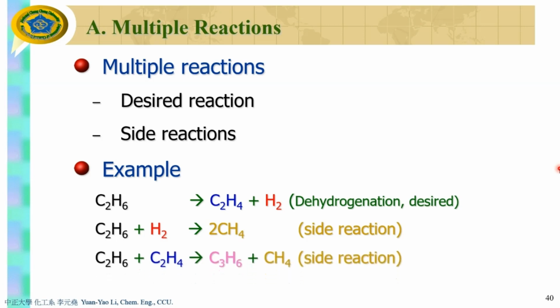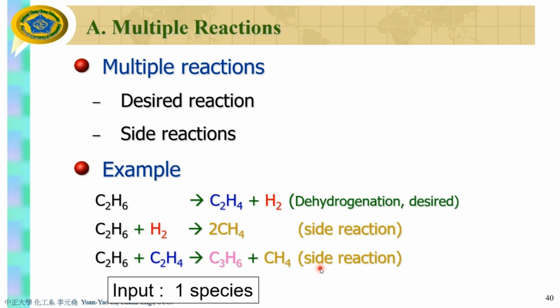And unfortunately, again, the products from the side reaction will react further, because the C2H4 will also have chemical reactions with C2H6. So you will produce CH4 again together with C3H6. So it makes the chemical reaction more complicated.